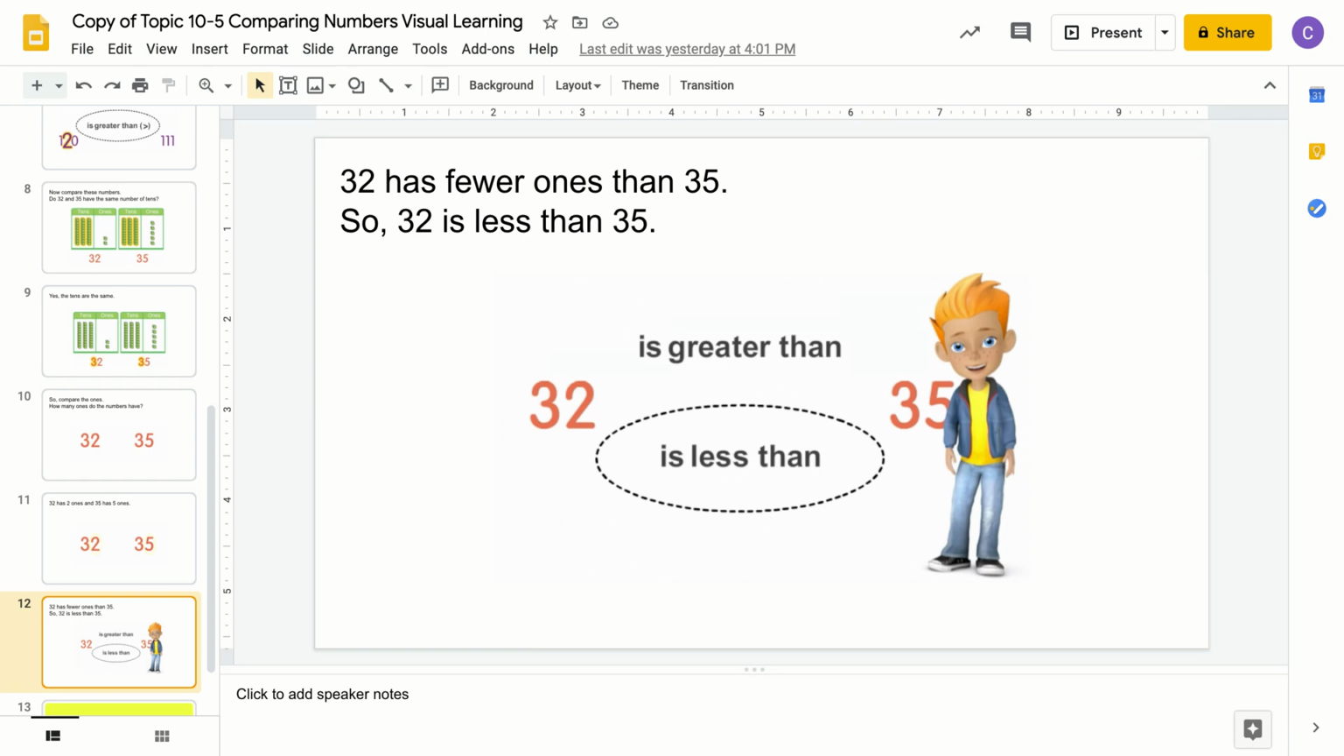If we were to use our symbol, we would make this symbol because 35 has more. 35 is greater than 32. So there's 2 dots on this side and there's 1 dot on this side. So we can say 32 is less than 35.